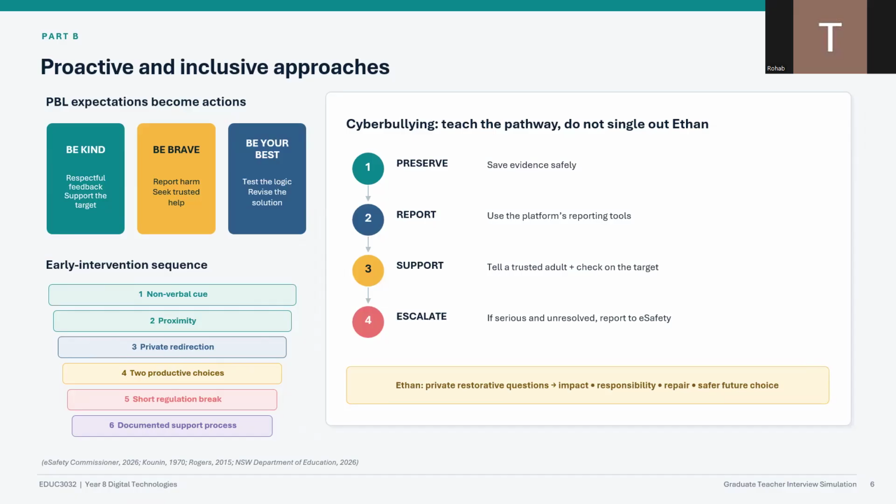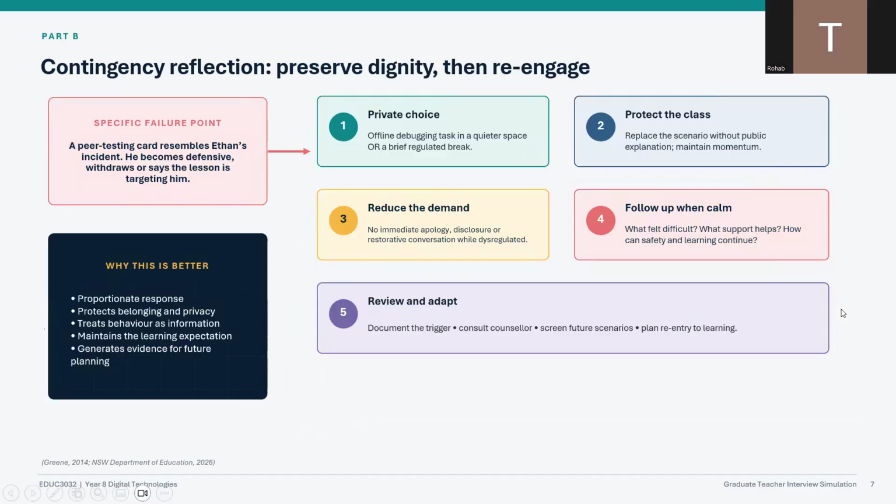Another important thing that I might discuss, for example, is cyberbullying. A safe algorithm would include preserving evidence, reporting harmful content to the platform, seeking support from a trusted adult. So these are the examples that they might put up, or I might help them put up. And then these four steps that I've mentioned as well: preserve, report, support, escalate. So kind of break down the task to them to make it more understandable.